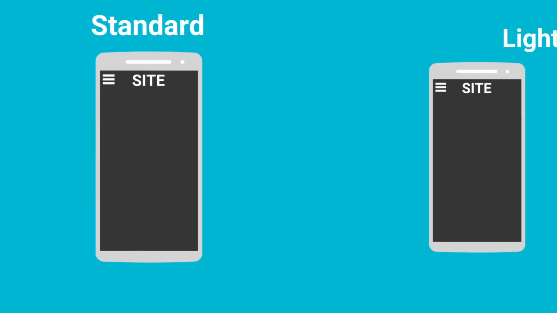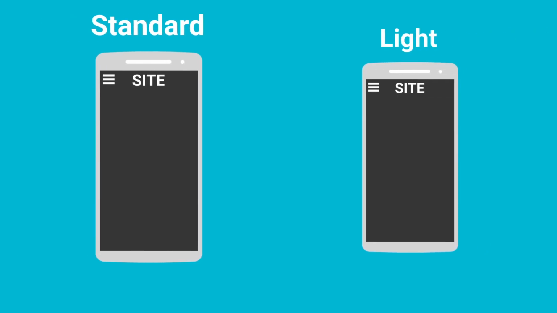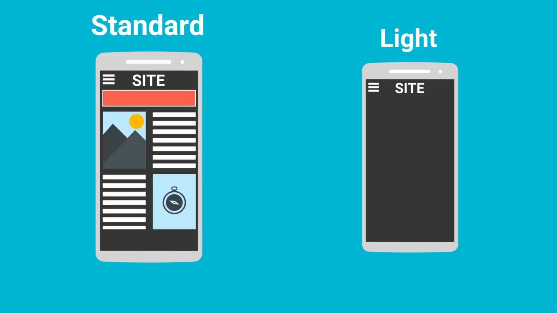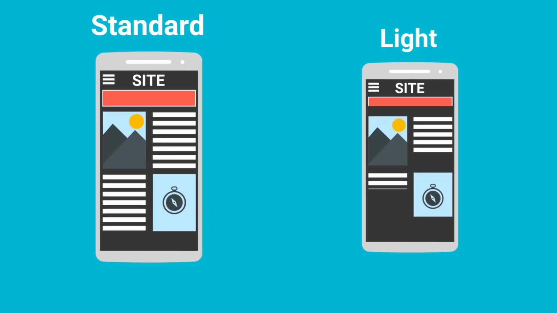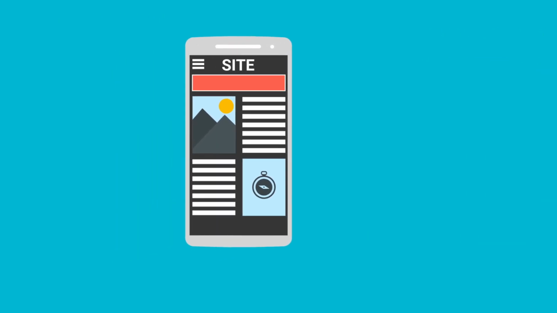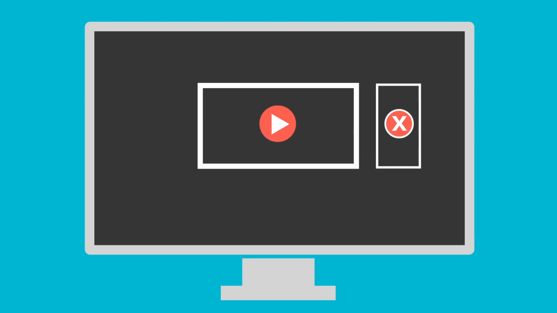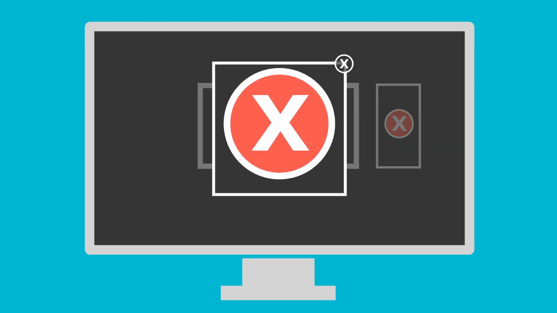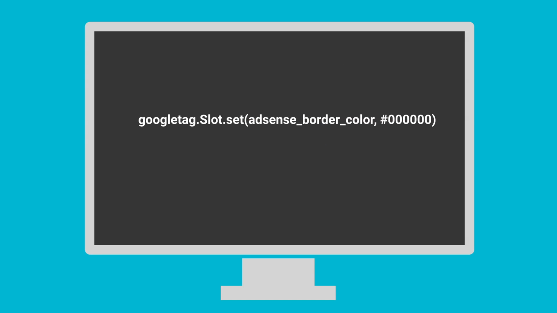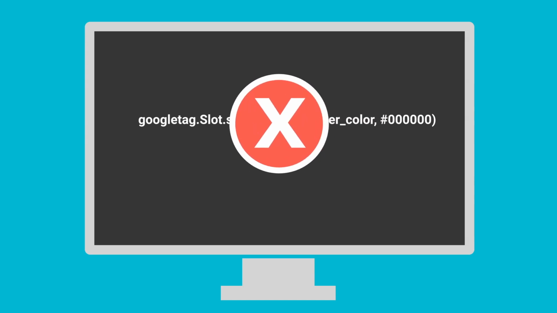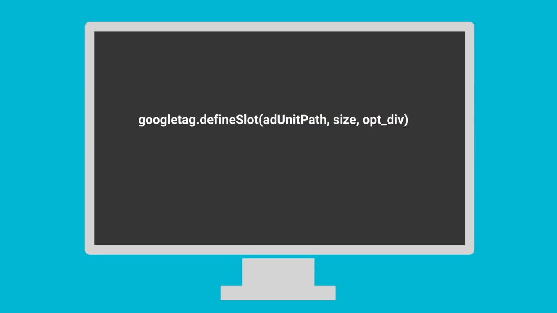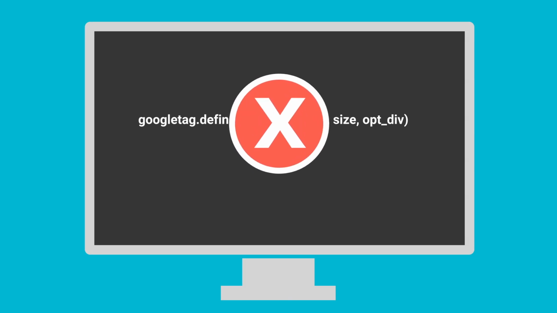It's also important to be aware of the limitations of GPT passback tags. When using a standard passback tag, you can't use asynchronous mode. However, light passback tags are always asynchronous. You can't use single request architecture. You can't deliver companion ads. You can't deliver out-of-page creatives. You can't control AdSense parameters using the set method. And you can't specify a div ID to render into.